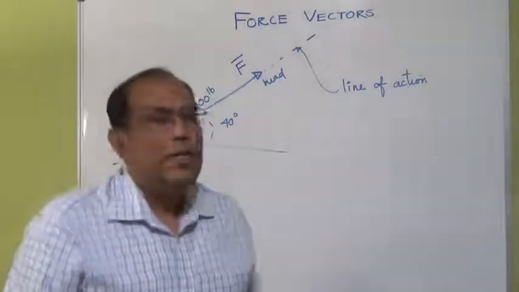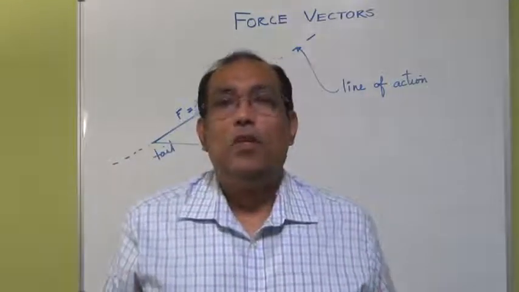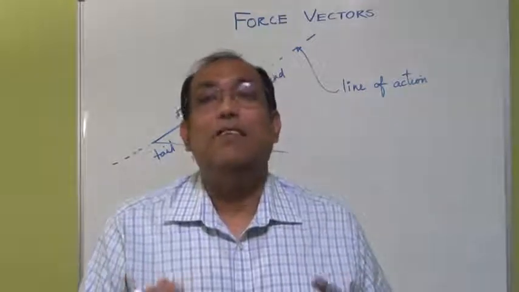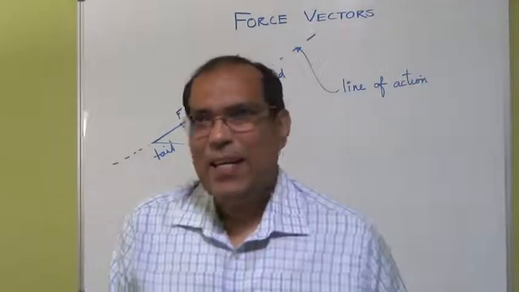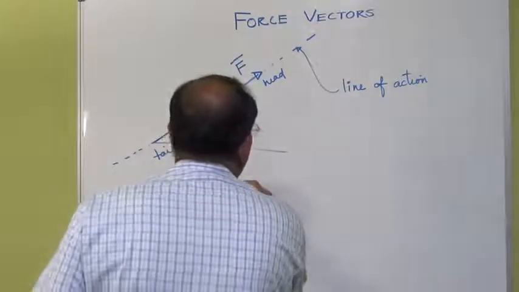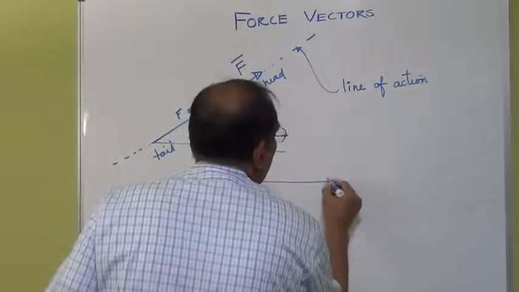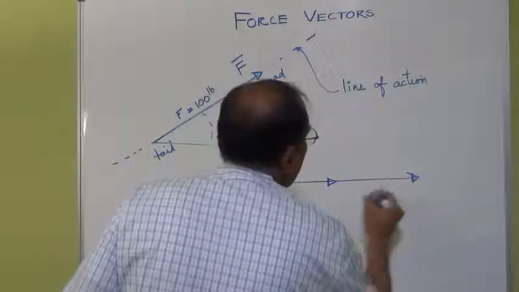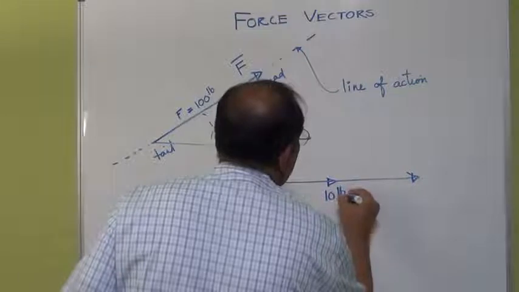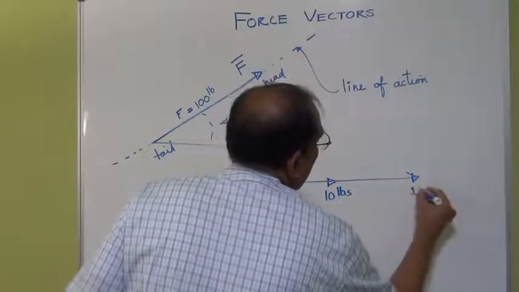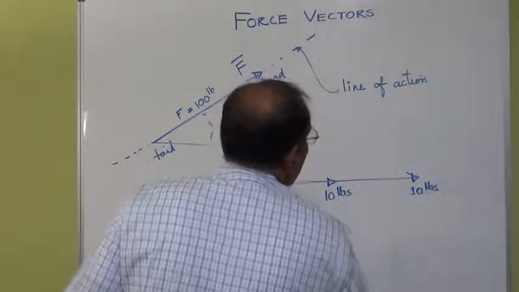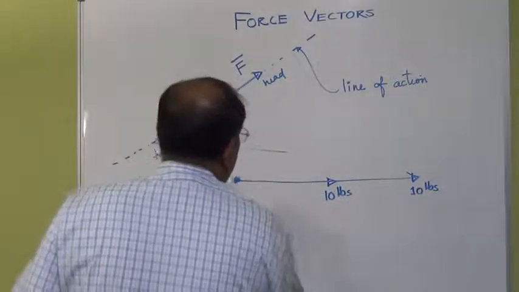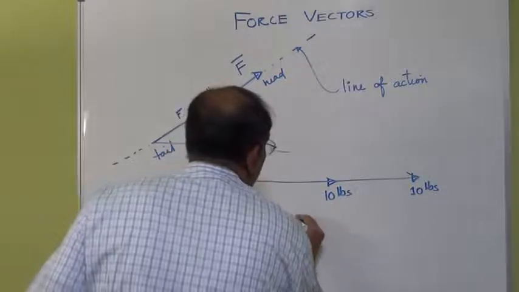Okay, now you can see that when the vectors are working in the same line, then basically we can add vectors like scalars, right? Let's say one force is working here, the other force is working in the same direction. This is 10 pounds and this is 10 pounds. So we can say that the resultant of these two forces is actually 20 pounds.